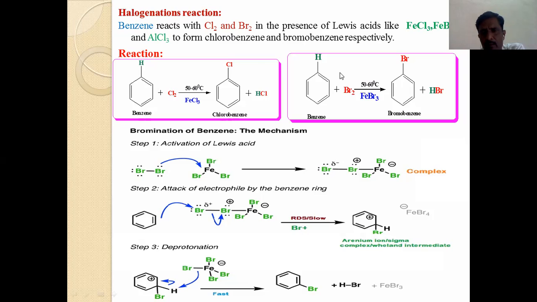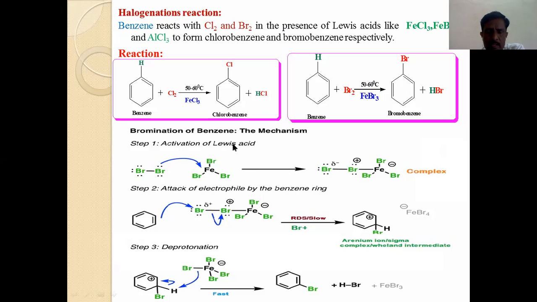Now, if you want to carry out the bromination of the benzene molecule, it is easily possible by using benzene with molecular bromine at 50 to 60 degrees centigrade. The Lewis acid acting as a catalyst here is ferric bromide, and the product is bromobenzene, and the byproduct is hydrobromic acid, or HBr. Now, friends, see here how the mechanism takes place for this halogenation reaction. The reaction may be bromination or chlorination. What about iodination and fluorination? I will discuss that in the next slide.